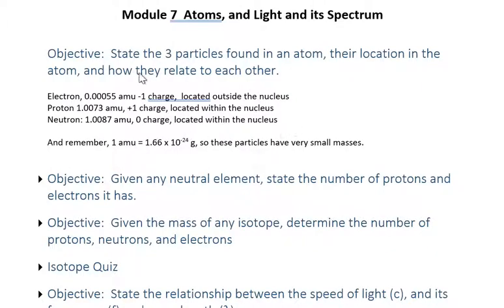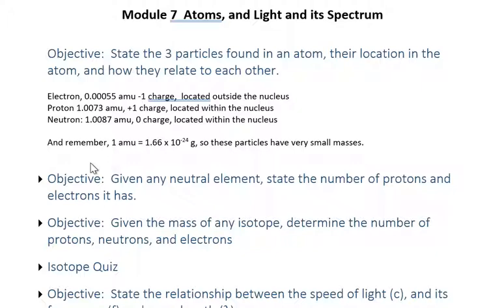So that is what you need to know about the 3 particles found in an atom, and you need to memorize that the electron is located outside the nucleus, and it has a charge of -1, and it virtually doesn't contribute any mass to the atom. The proton is located within the nucleus, and it has a charge of +1, and it has a mass of 1 atomic mass unit. The neutron is located within the nucleus with the proton, and it has a charge of 0, and it has basically a mass of 1.